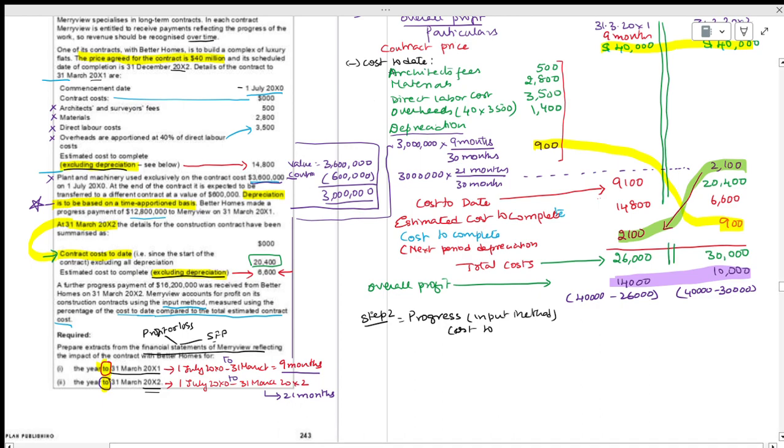Cost to date divided by contract price. Sorry, cost to date divided by total cost. Cost to date divided by total cost. Fine. Now, just take the figures. Cost to date is how much? Here they have mentioned cost to date is 9,100, divided by total cost.